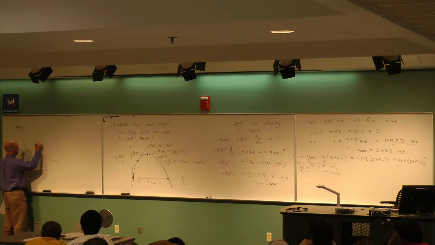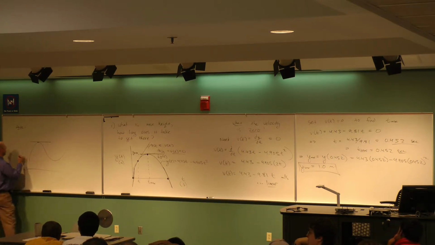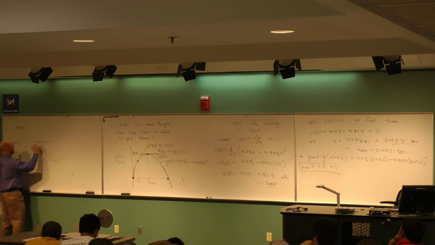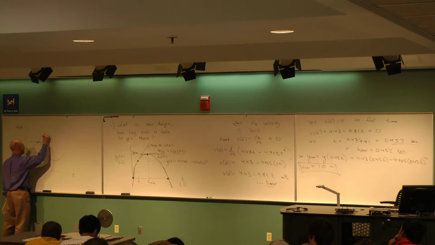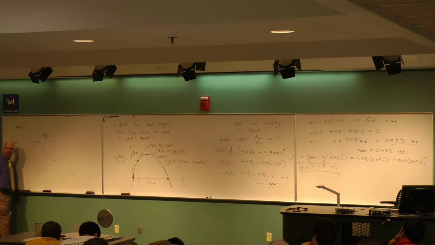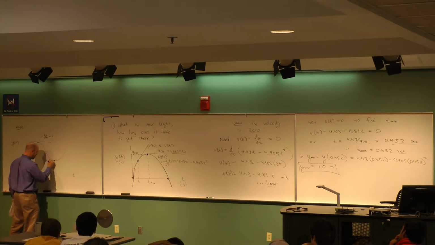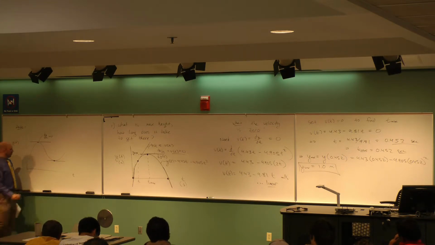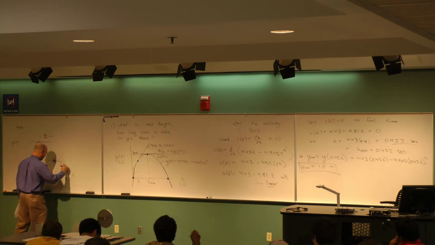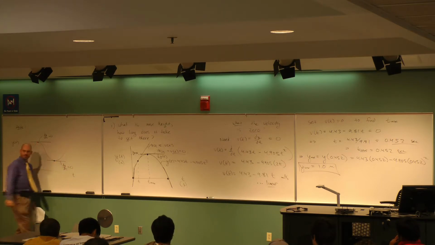Look over here. Here's a flat spot. If this is y of t and this is t, then at this flat spot I know dy/dt is 0 there. But I also have a flat spot here. So don't I also have dy/dt equals 0 there?